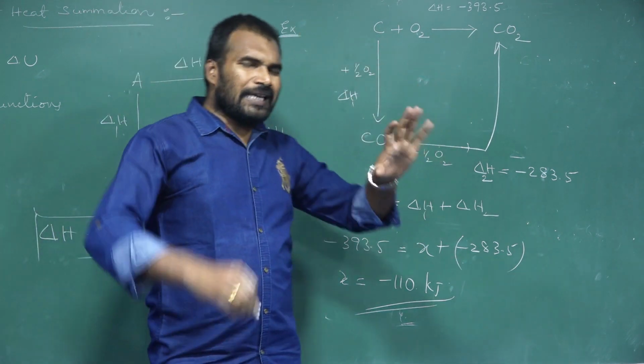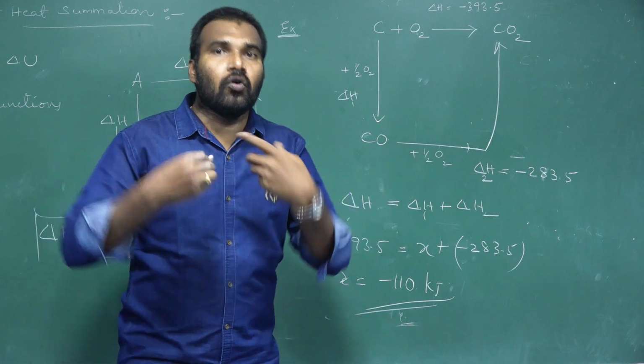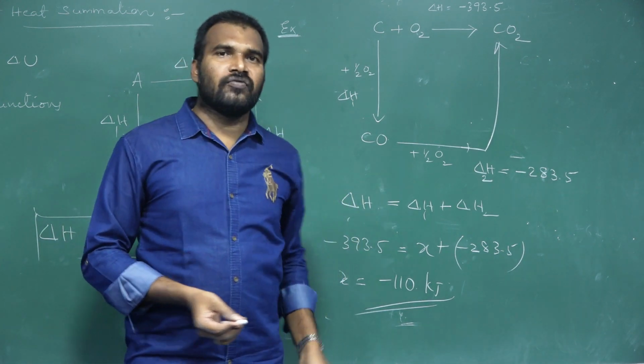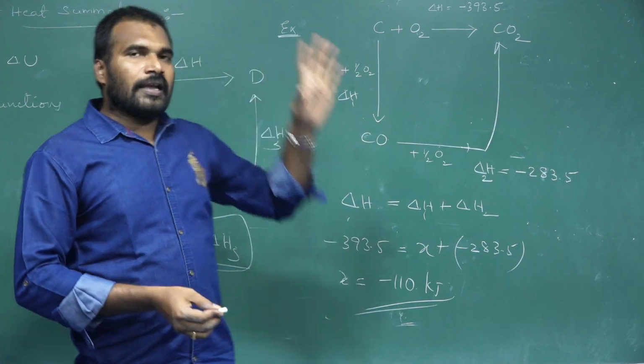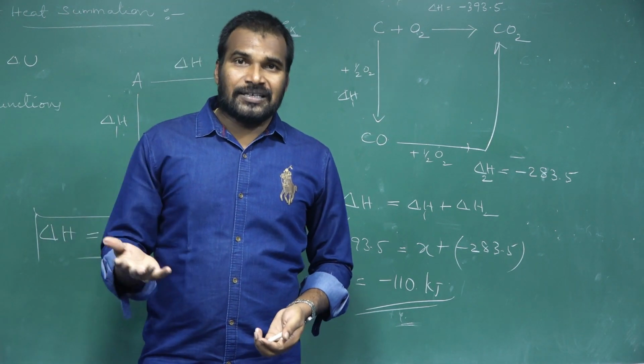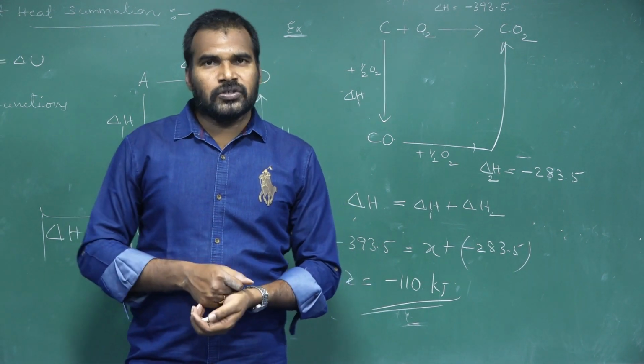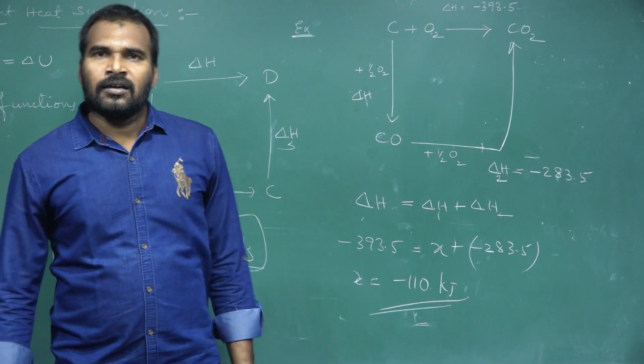So for any intermediate reaction whose enthalpy we don't know experimentally, we can calculate that value by using Hess's law. Not only this, we can also calculate the lattice energy by using the Born-Haber cycle. So there are a lot of applications of this Hess's law that we will discuss in the next video.